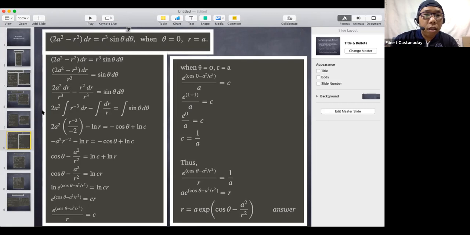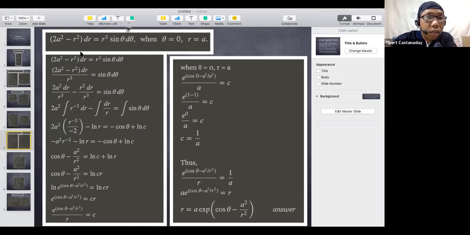Even if it's not stated that a is a constant, as you can see, when theta is equal to 0, r is equal to a. We'll use this later after we have determined the general solution. Now, what we're after here is to separate the variables, since that's the only method that you have learned yet. So let's try to separate the variables.